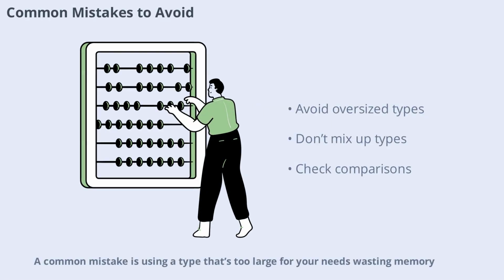A common mistake is using a type that's too large for your needs, wasting memory. Another is confusing primitives with reference types, leading to bugs when comparing values or managing memory. Always double-check your type choices and understand how they affect your program's behavior. This attention to detail will help you write better, more efficient code.